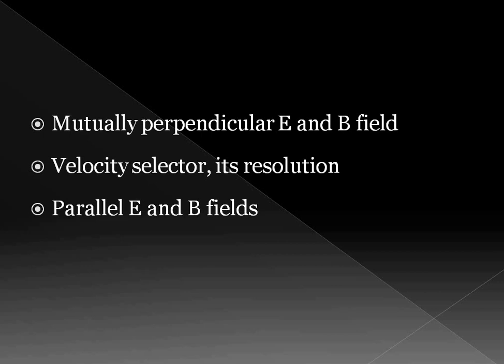Next is parallel E and B field. Here the magnetic field and electric field are parallel to each other, and we have to study the motion of ions in the E and B fields when they are parallel. Then comes the positive ray parameter.